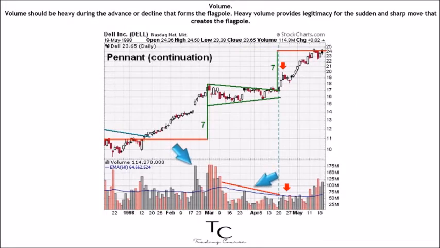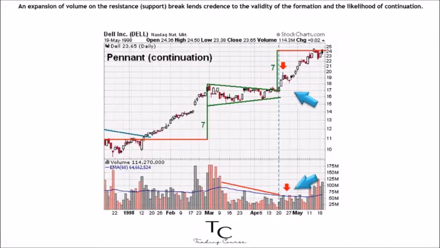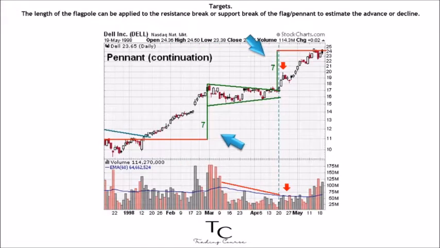Volume. Volume should be heavy during the advance or decline that forms the flagpole. Heavy volume provides legitimacy for the sudden and sharp move that creates the flagpole. An expansion of volume on the resistance or support break lends credence to the validity of the formation and the likelihood of continuation.